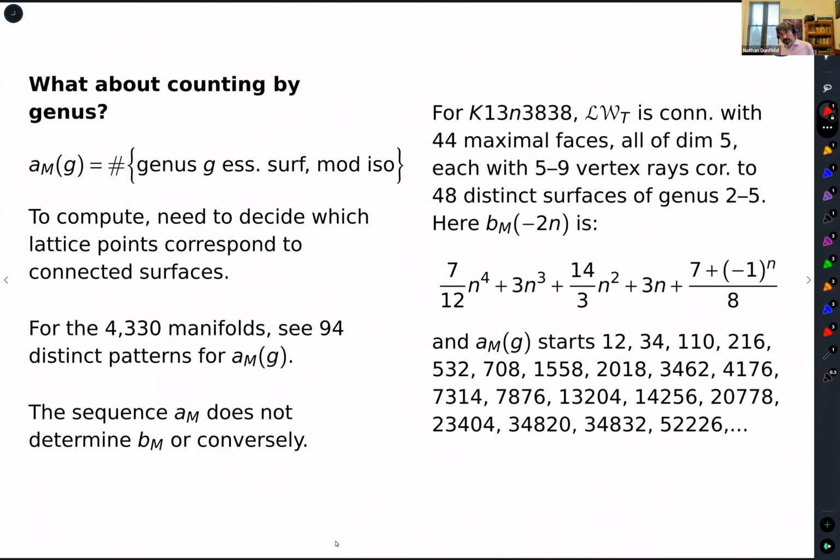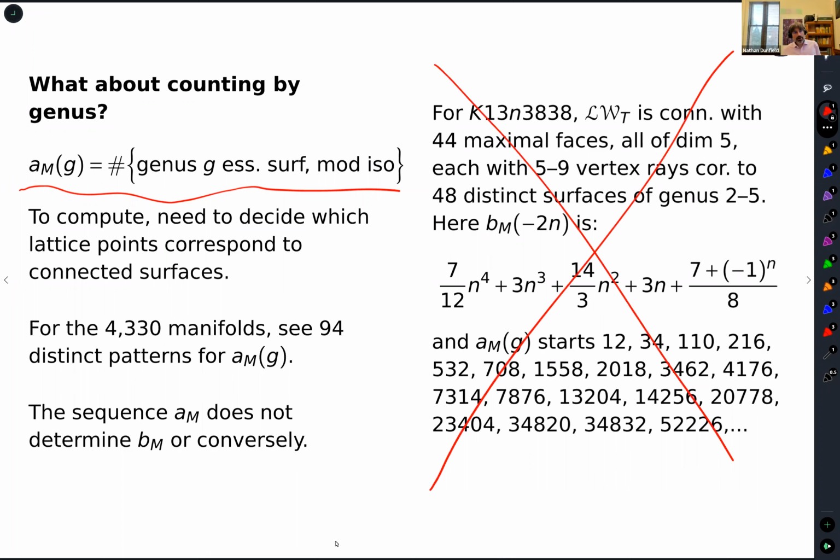So let me end with some open questions. What about the question I started with, right? We're talking about counting surfaces by genus, and I said I don't know what kind of pattern these numbers have. I switched to counting surfaces that might be disconnected, and then there was this very rigid quasi-polynomial structure. So that's what we understand.